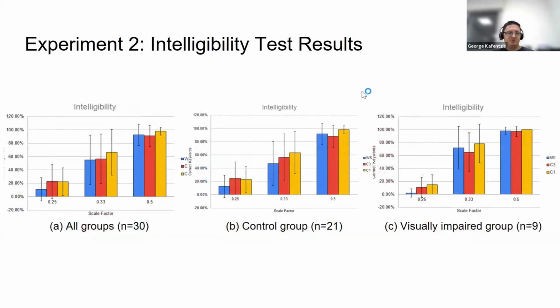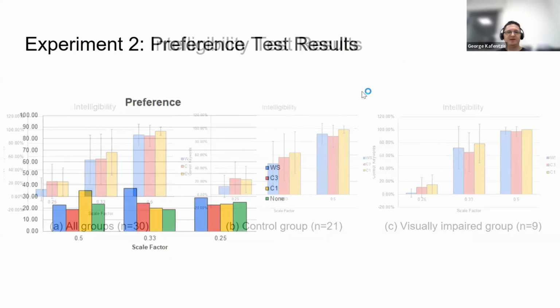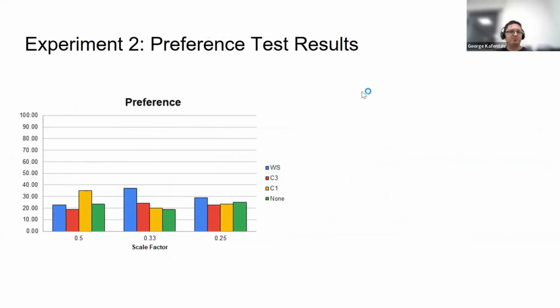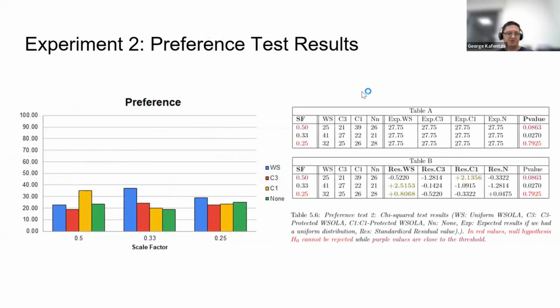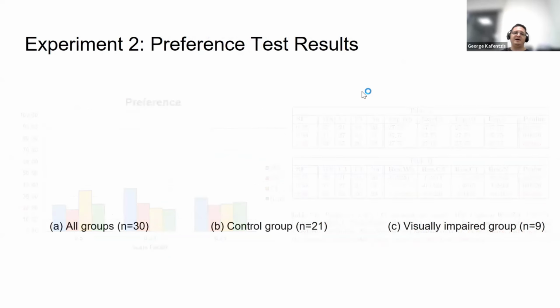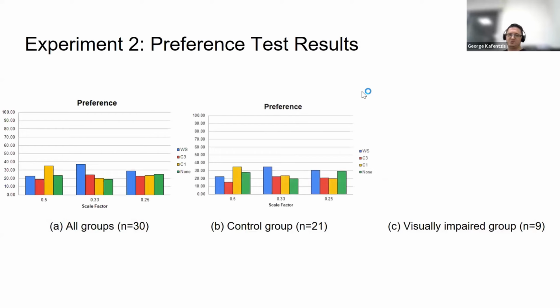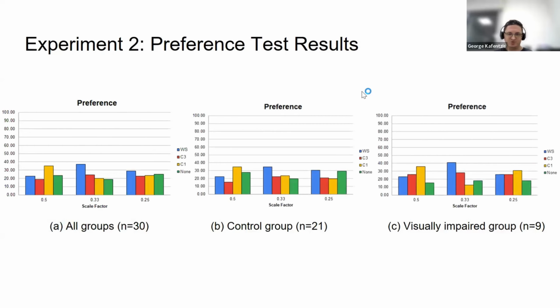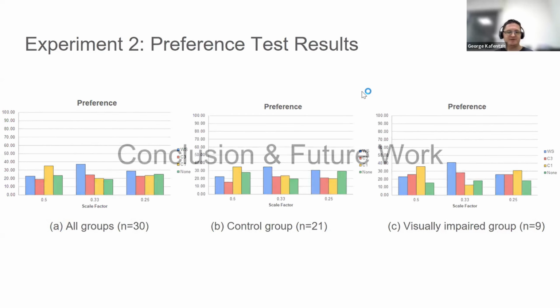If you see the same image, split it by groups, again, sometimes WSOLA is preferred, sometimes C1 protection is better than the rest of the methods. Same image for preference tests. Again, statistical significance is not really there. And the same applies when you split your data in groups. There's no clear image of which algorithm is the best.